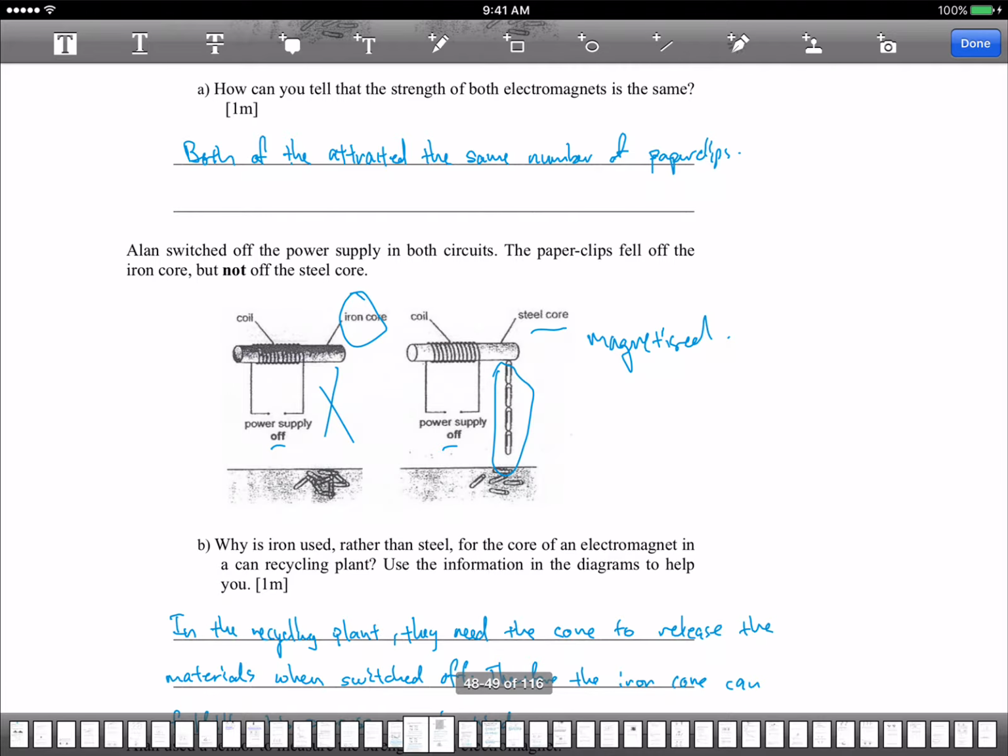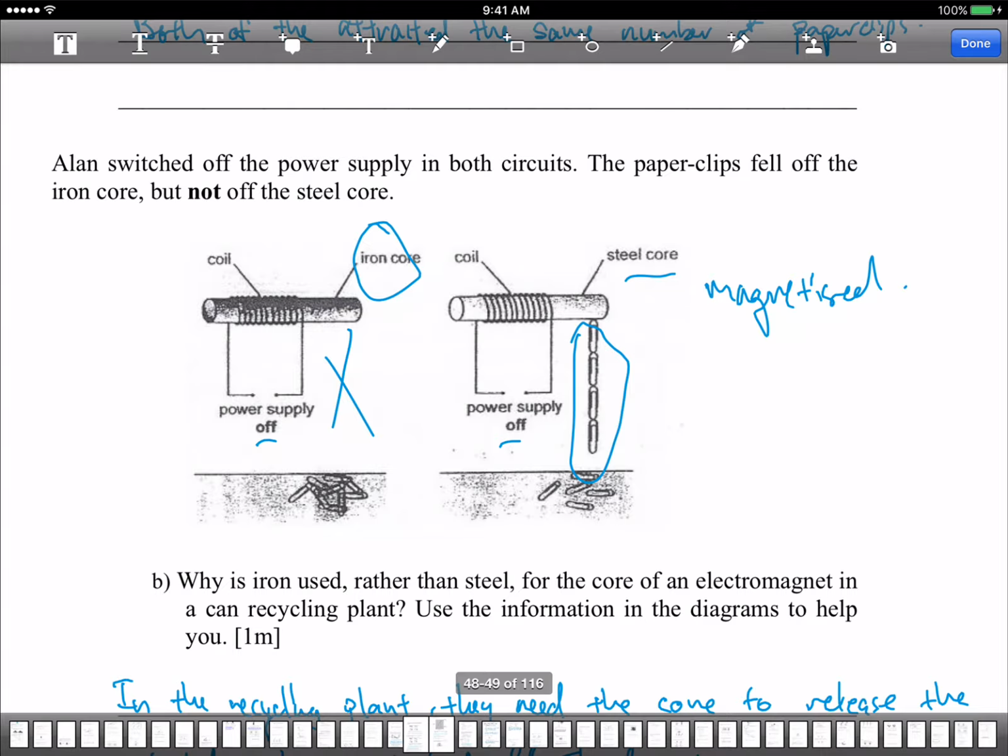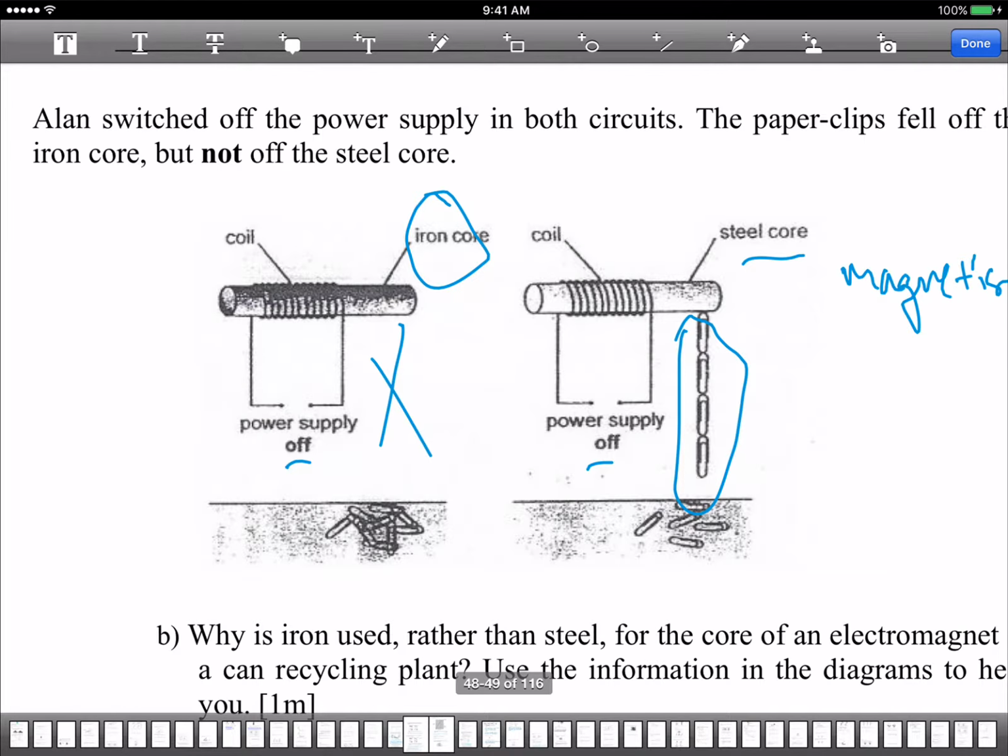Okay. Hey teacher, how come it's like that? You see here, it cannot repel. Where? Here. Oh, because there's north south, north south. Yeah, but one end is north, one end is south. Okay, next. So Alan switched off the power supply. The paper clips fell, but not for the steel. How come? It's actually still magnetized. Right. So this person switched off the power supply, both switched off, but how come everything dropped? So this is still like this? Okay, it's because the whole thing has been magnetized.